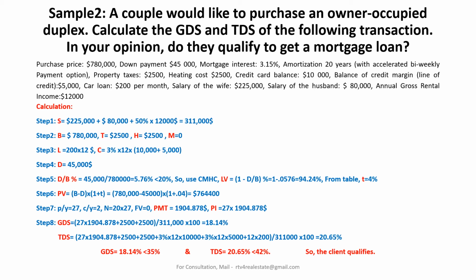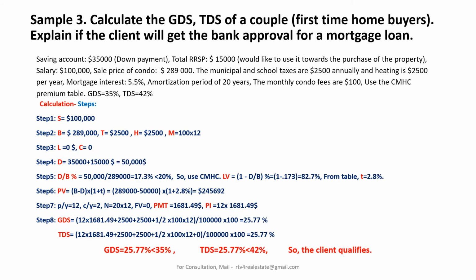Step 8, GDS equals 27 into $1,904.878 plus 2,500 plus 2,500 by 311,000 into 100 equals 18.14%. TDS equals 27 into $1,904.878 plus 2,500 plus 2,500 plus 3% of 12 into 10,000 plus 3% of 12 into 5,000 plus 12 into 200 by 311,000 into 100 equals 20.65%. GDS equals 18.14% less than 35%, and TDS equals 20.65% less than 42%. So, the client qualifies. Sample 3.